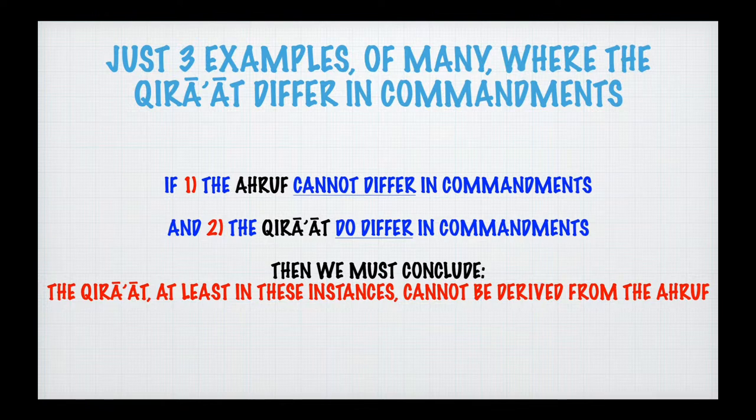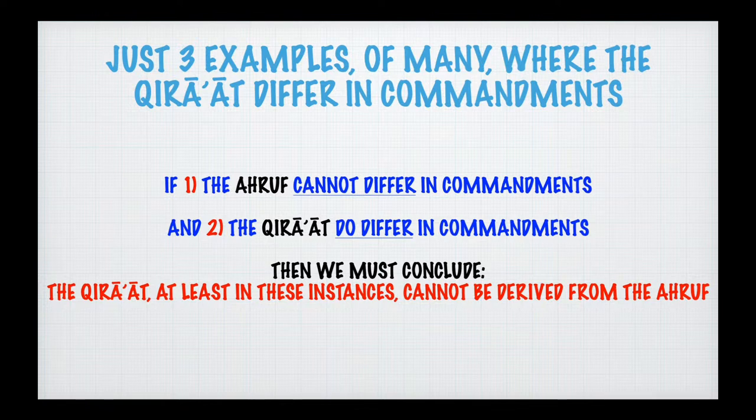When they bring up preservation of the Quran and the hadith about the seven ahruf, you point them to that explanation from the successor that says they cannot differ in commandments. They can't differ in what's halal, they can't differ in what's haram. But we just showed three examples where they do differ in commandments. So the ahruf are still missing. We don't know what they are.